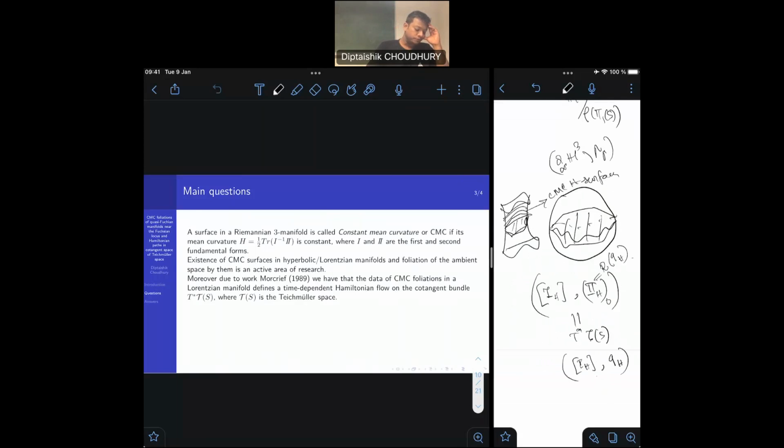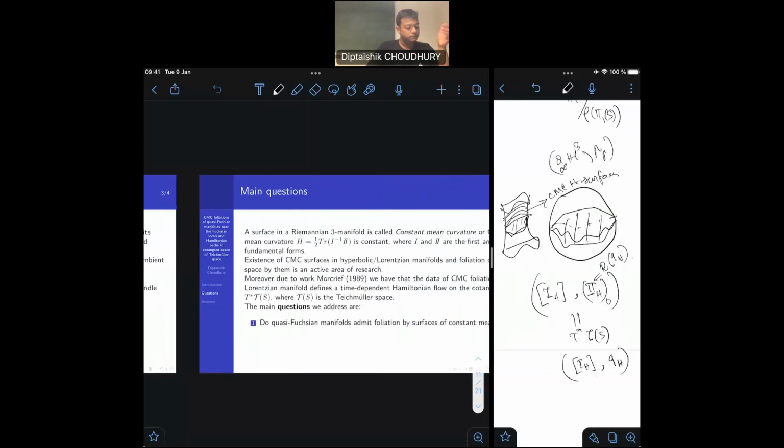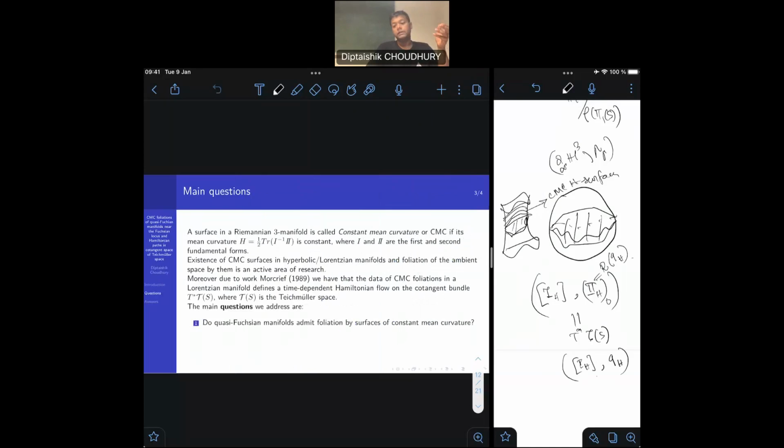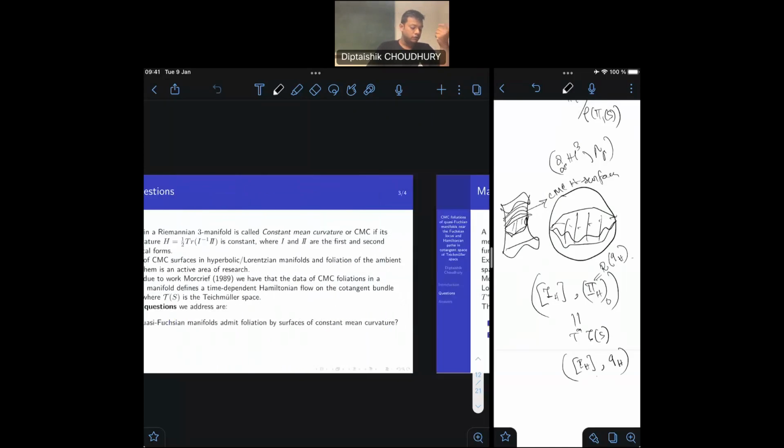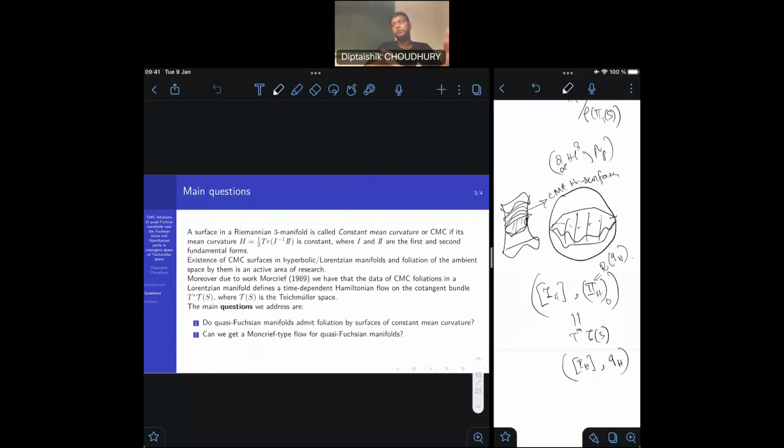quadratic differential. So the main questions that we are addressing are, first, whether quasi-Fuchsian manifolds contain or admit foliations by constant mean curvature surfaces, and the second part is that if you can prove that this foliation exists, you can get a Moncrief type of flow in the cotangent space of Teichmuller space in a similar fashion.